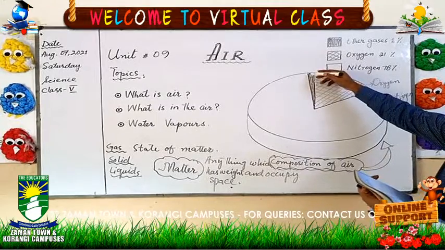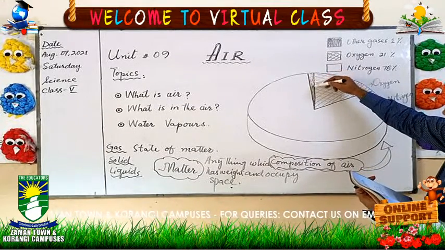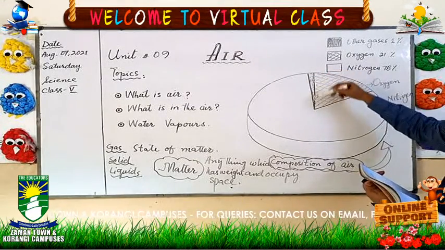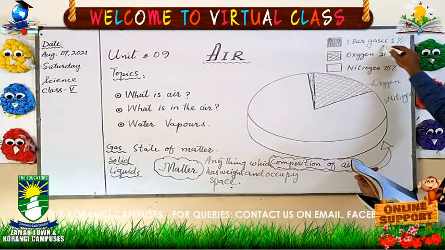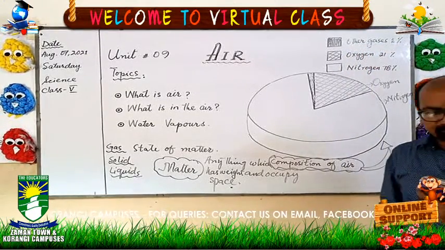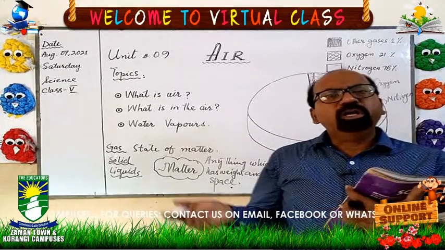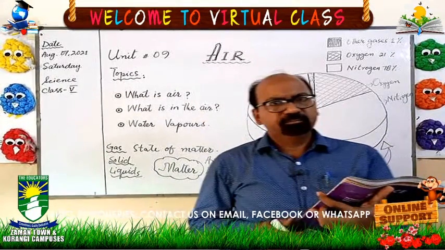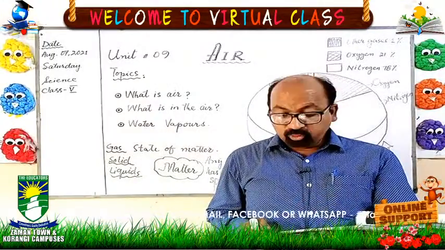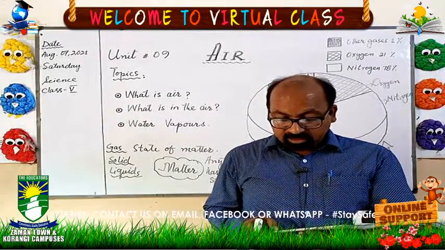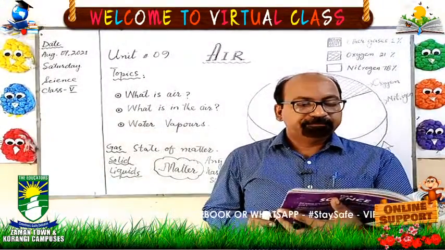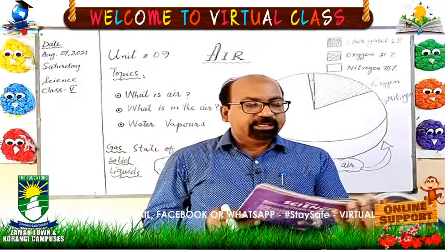And this portion is a little bit different. This 1% is the other gases. So, what are the other gases? Let's see from your book. Come towards page 149. What is in the air?